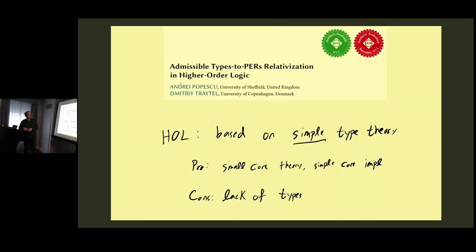Okay, and so the first paper, which is the one with the Distinguished Paper Award, is Admissible Types-to-PERs Relativization in Higher Order Logic. So what is this one all about?